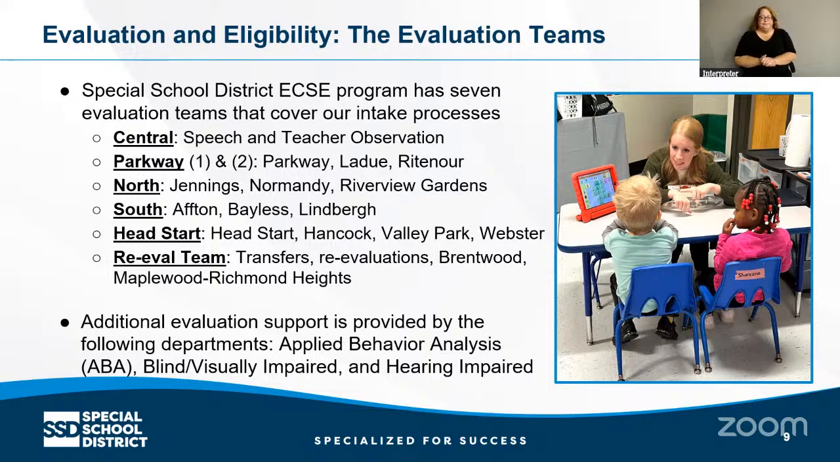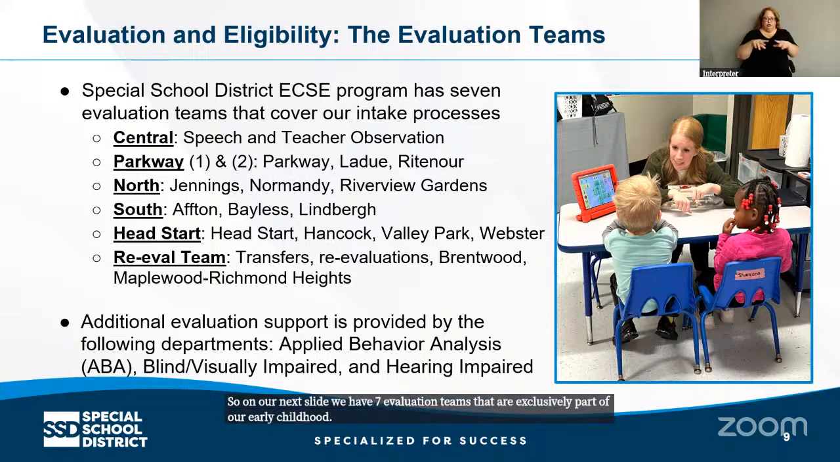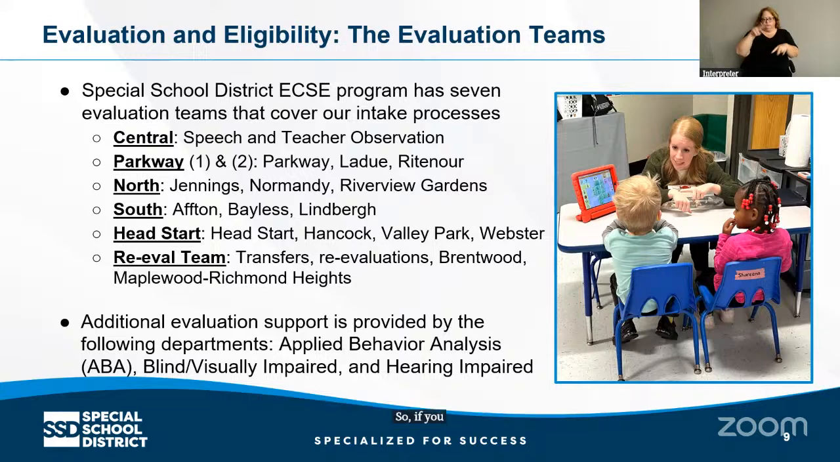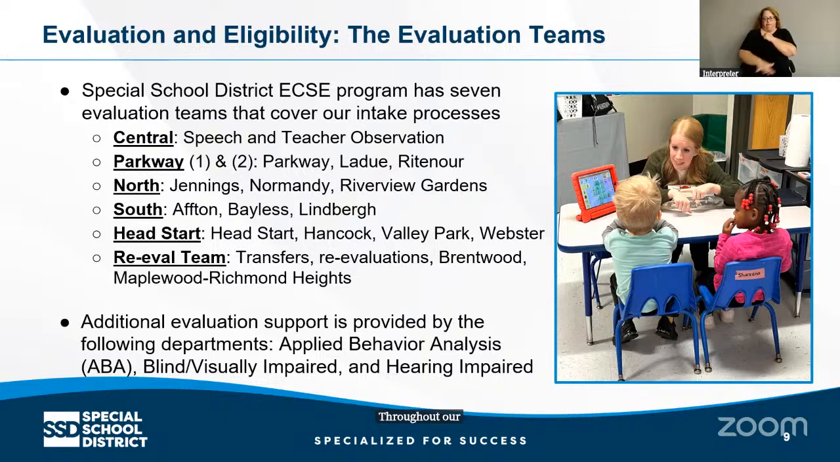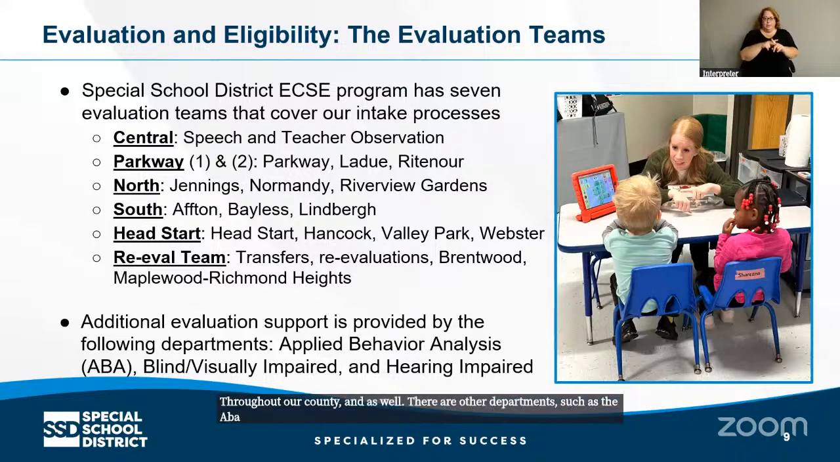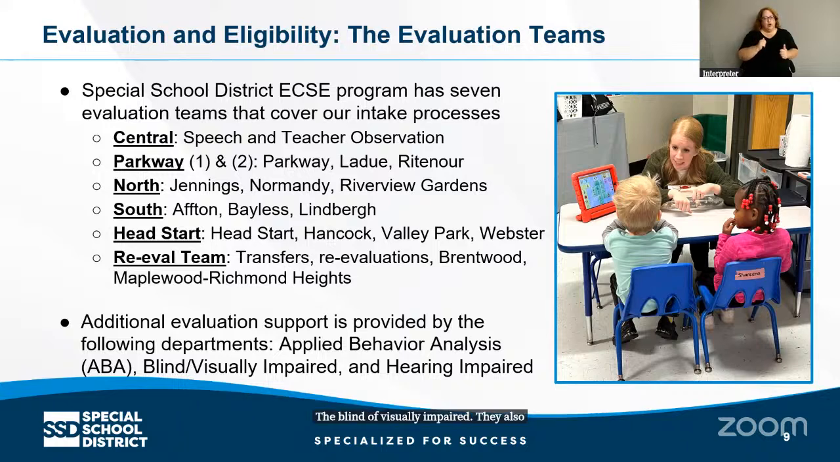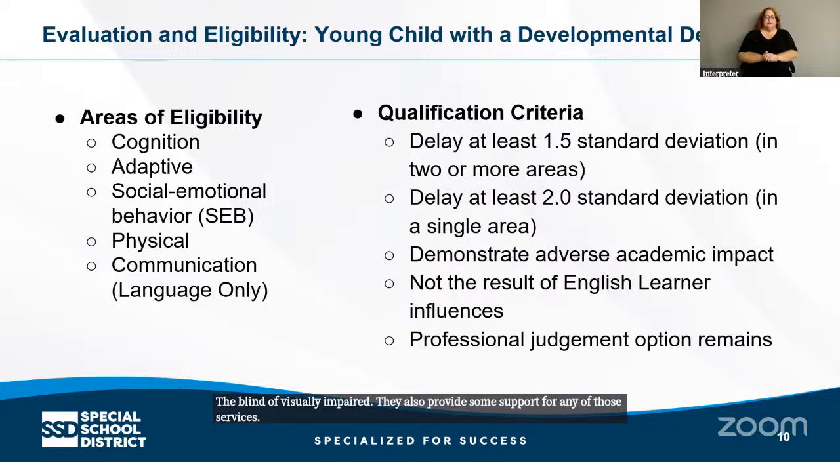Okay, so on our next slide, we have 7 evaluation teams that are exclusively part of our early childhood department. So if you look over this slide, you'll see how they're broken out. They are assigned different districts and different areas, so they can provide those supports throughout our county. And as well, there are other departments such as the ABA department, our applied behavior analysis team, the blind and visually impaired. They also provide some support for any student who might need any of those services. Next slide, please.